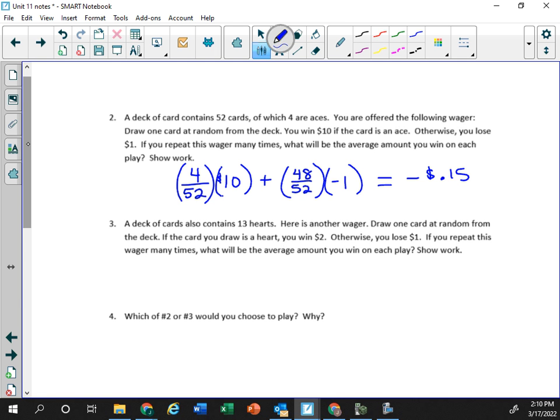So another way we could play this, a deck has 13 hearts. Again, we're drawing one card at a time. If the card you draw is a heart, you win $2. Otherwise, you lose $1. So let's figure out how much money you would win or lose each time on this one. So what am I going to set up for my fractions this time?